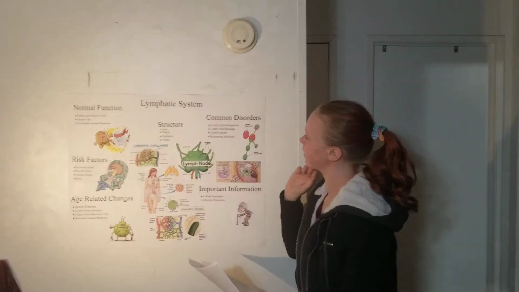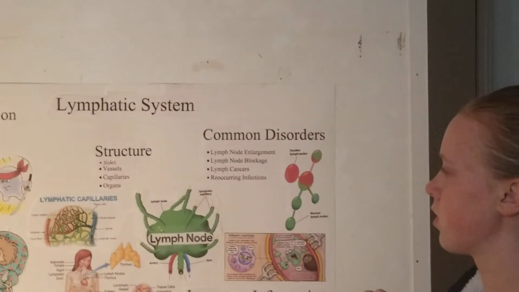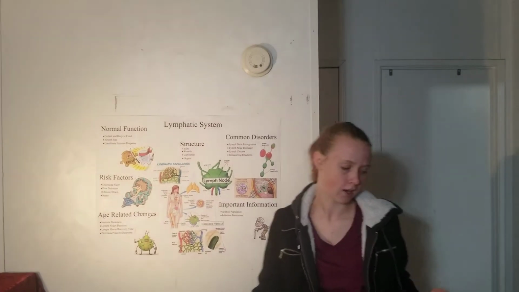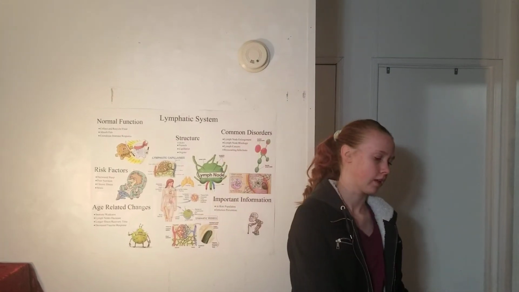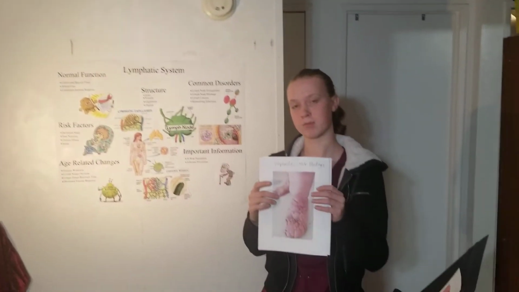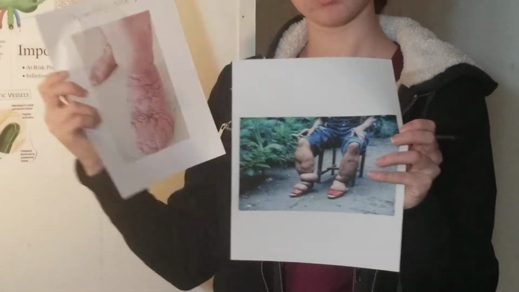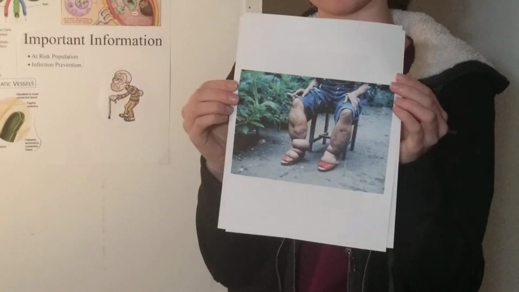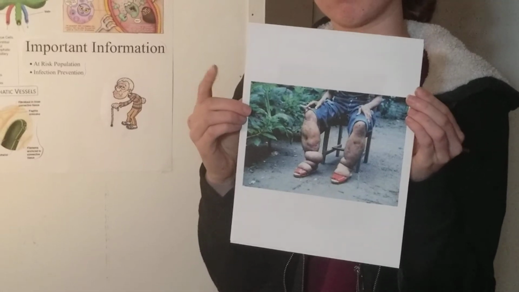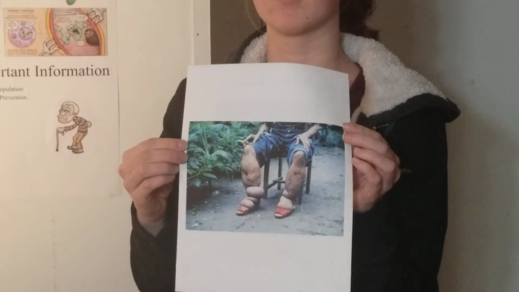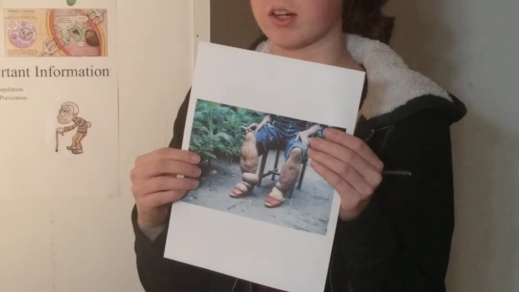Next, we have lymph node blockages, which is when a lymph node gets blocked. You can get elephantiasis, which is horrendous. You never want that. There's two different pictures of this. It's when the lymph node gets blocked.